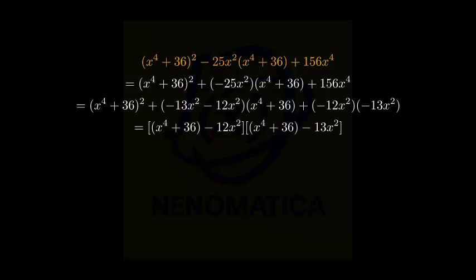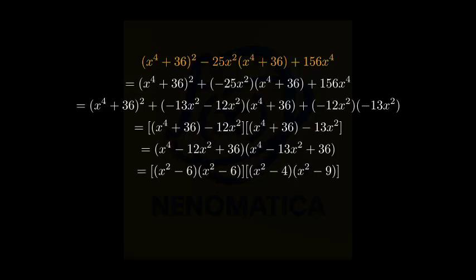Let's simplify each of these grouped terms. We get (x^4 - 12x^2 + 36) times (x^4 - 13x^2 + 36). Now we can recognize that each of these expressions can be factored further. The first expression, x^4 - 12x^2 + 36, can be rewritten as (x^2 - 6) times (x^2 - 6). Similarly, the second expression, x^4 - 13x^2 + 36, can be rewritten as (x^2 - 4) times (x^2 - 9).